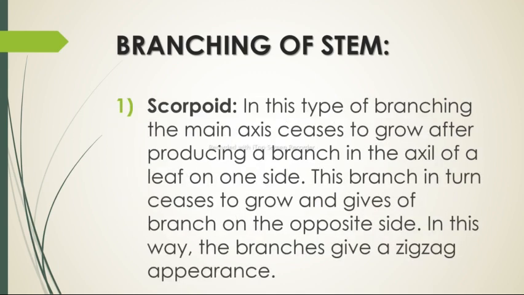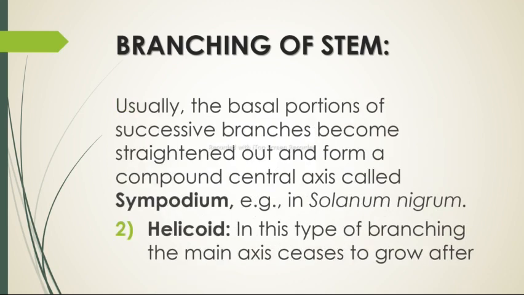The first type is the scorpioid. In this type of branching, the main axis ceases to grow after producing a branch in the axil of the leaf on one side. And this branch in turn ceases to grow and gives off a branch on the opposite side. In this way, the branches give a zigzag appearance. Usually, the basal portions of the successive branches become straightened out and form a compound central axis, which is called sympodium. For example, you can see in Solanum nigrum.